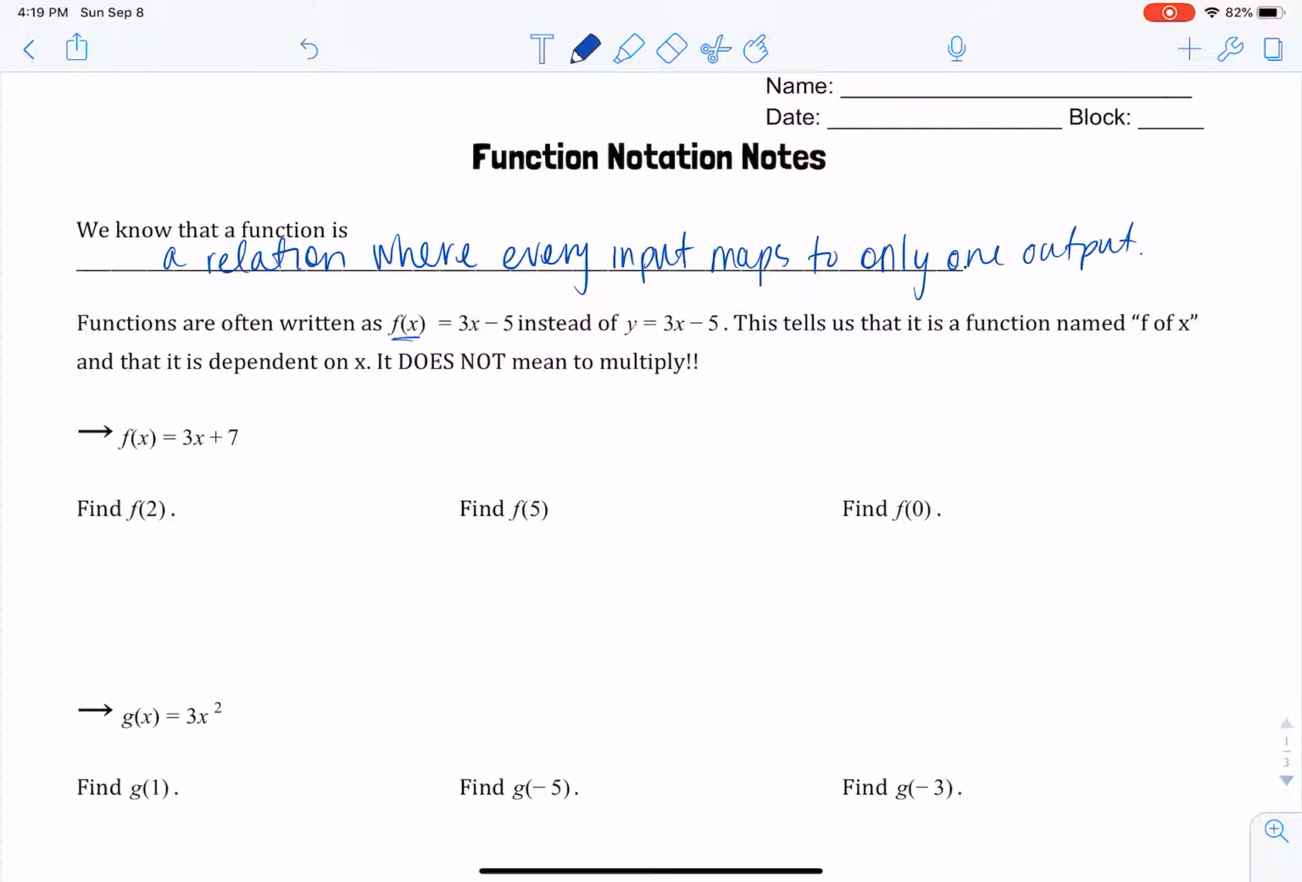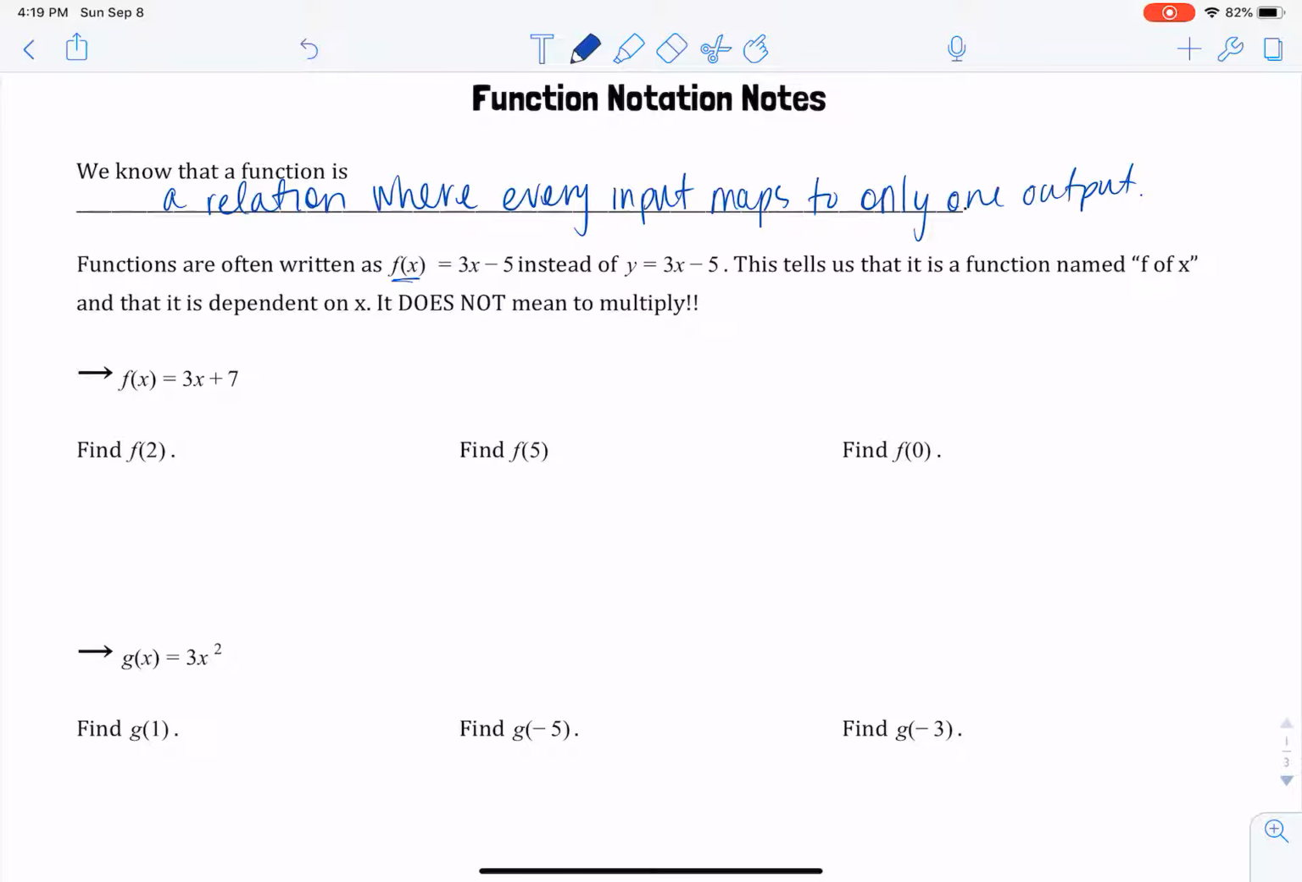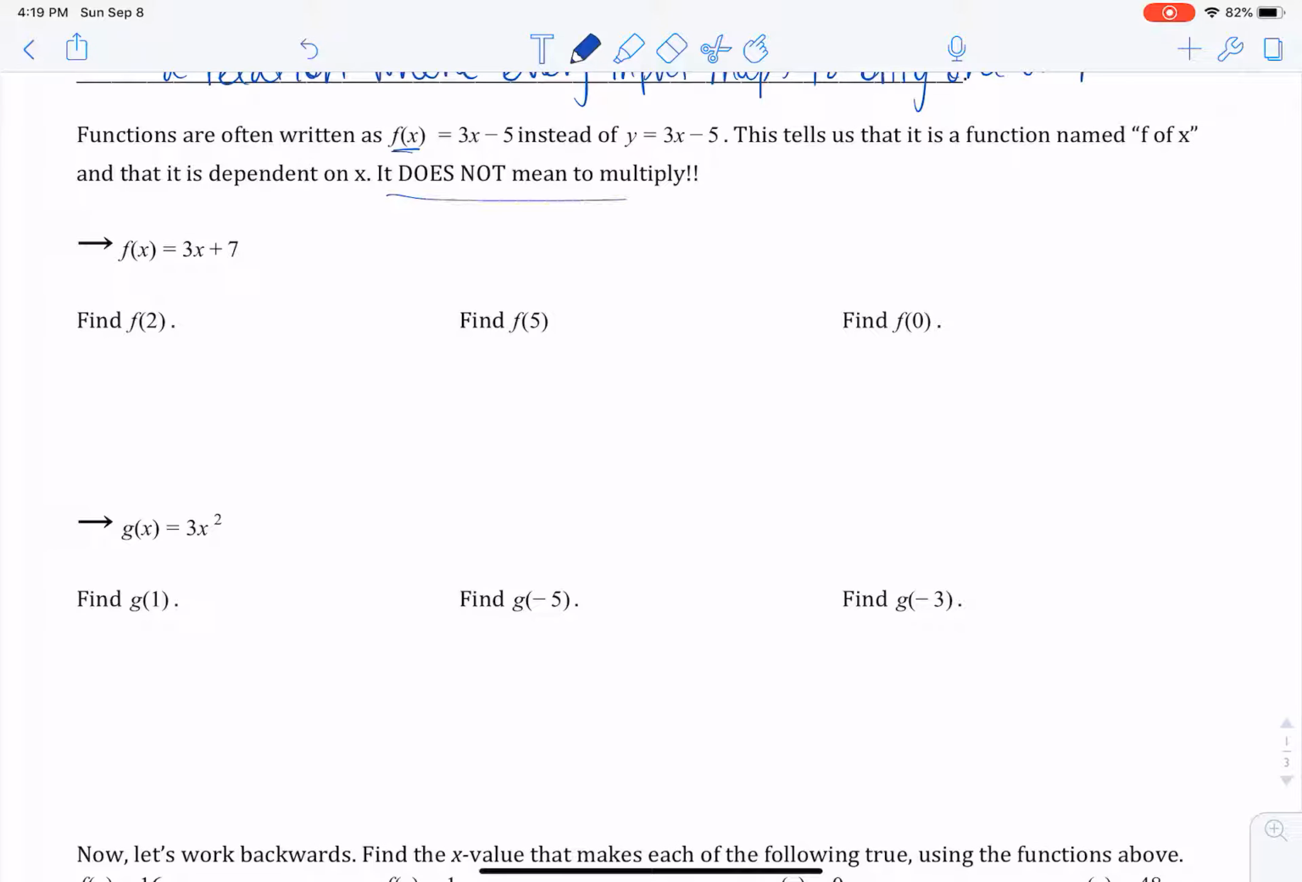So functions are often written as f of x equals 3x minus 5 instead of y equals 3x minus 5. This tells us that we're talking about a function named f, and that it's dependent on x. It does not mean to multiply. This is a really common mistake here, multiplying f times x.